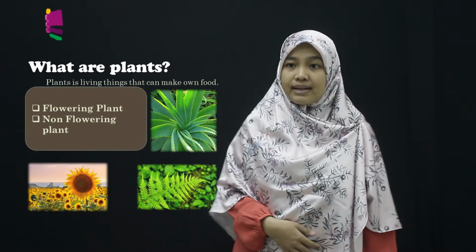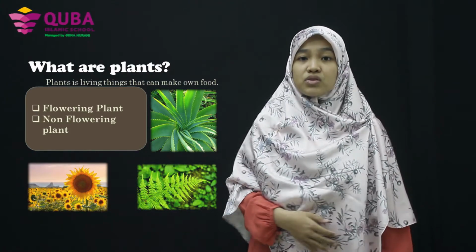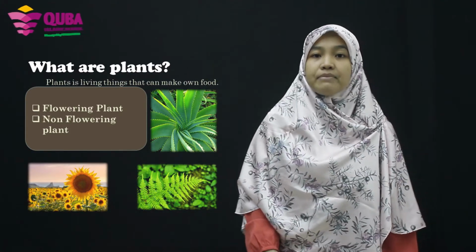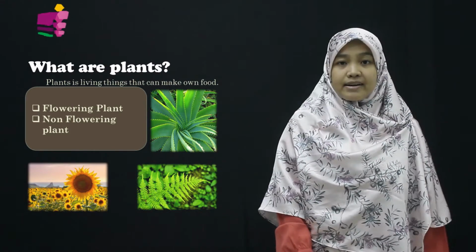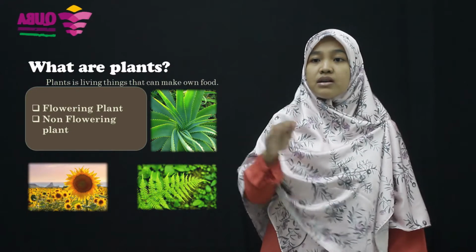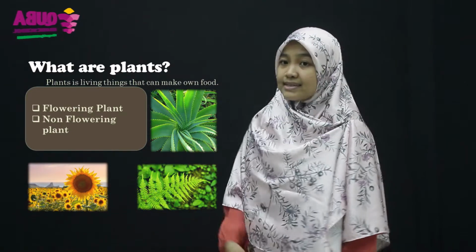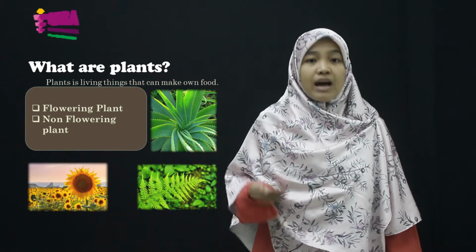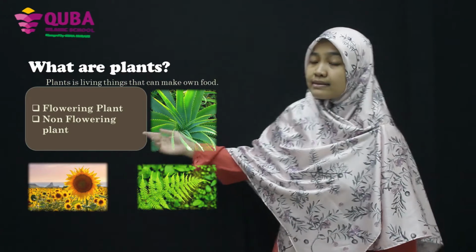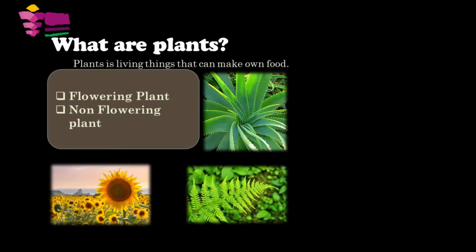For example, the sunflower can bear flowers, so the sunflower is a flowering plant. The second is fern. Fern doesn't have flowers, so the fern is a non-flowering plant. The third is herbs. Herbs have stems and have flowers, so herbs are flowering plants.